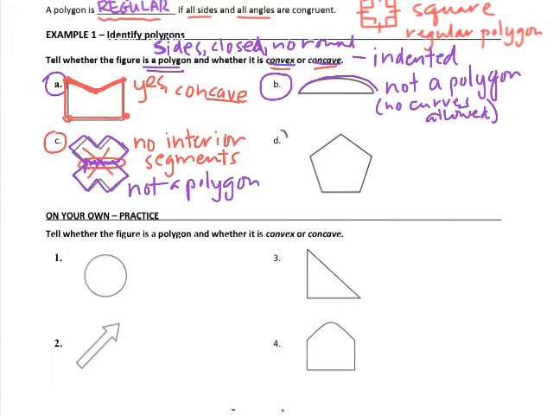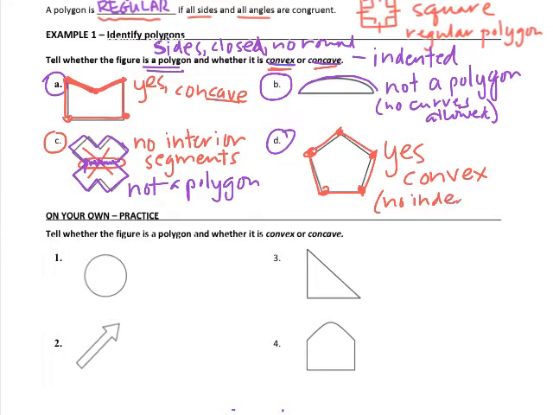And finally, we have here part D. Part D looks like it is a polygon. There are sides, they're all closed, and there are vertices that connect those sides. And this is a polygon. Now, what kind of polygon is it? It is convex because none of the sides are indented. So we're going to say this one is convex, and that's because all of its vertices are pointing outwards. They're not indented. So no indents makes it a convex polygon.